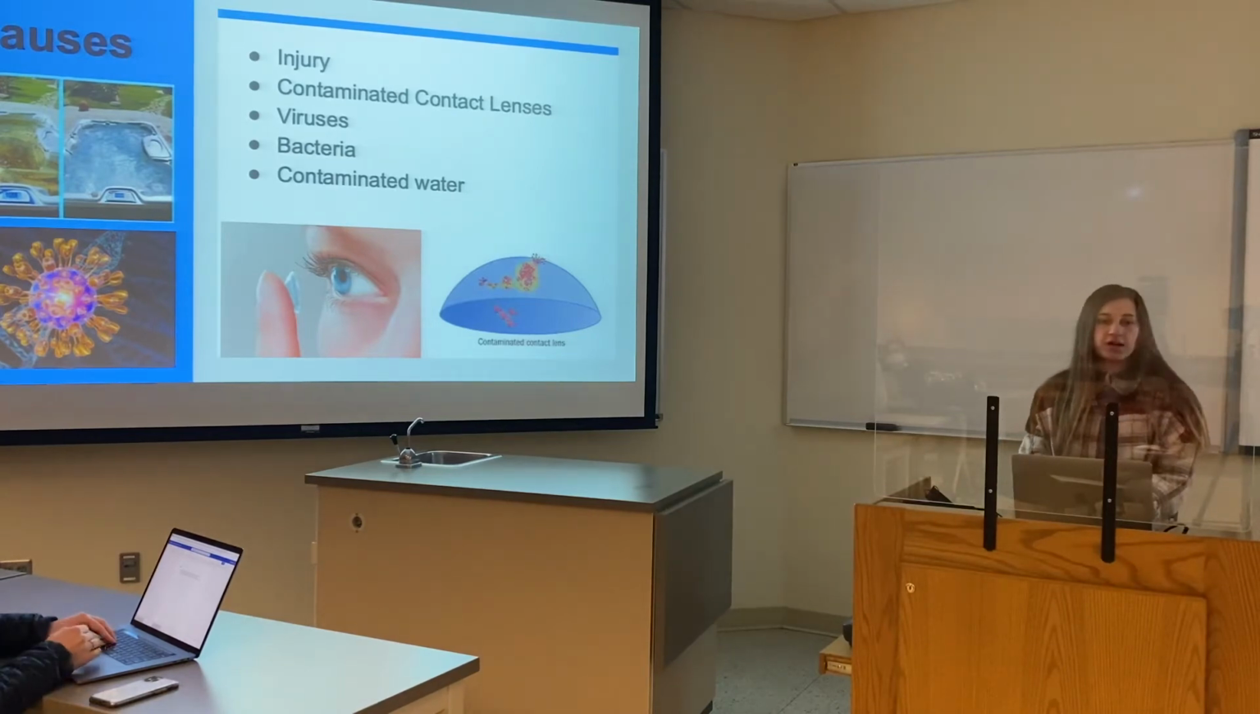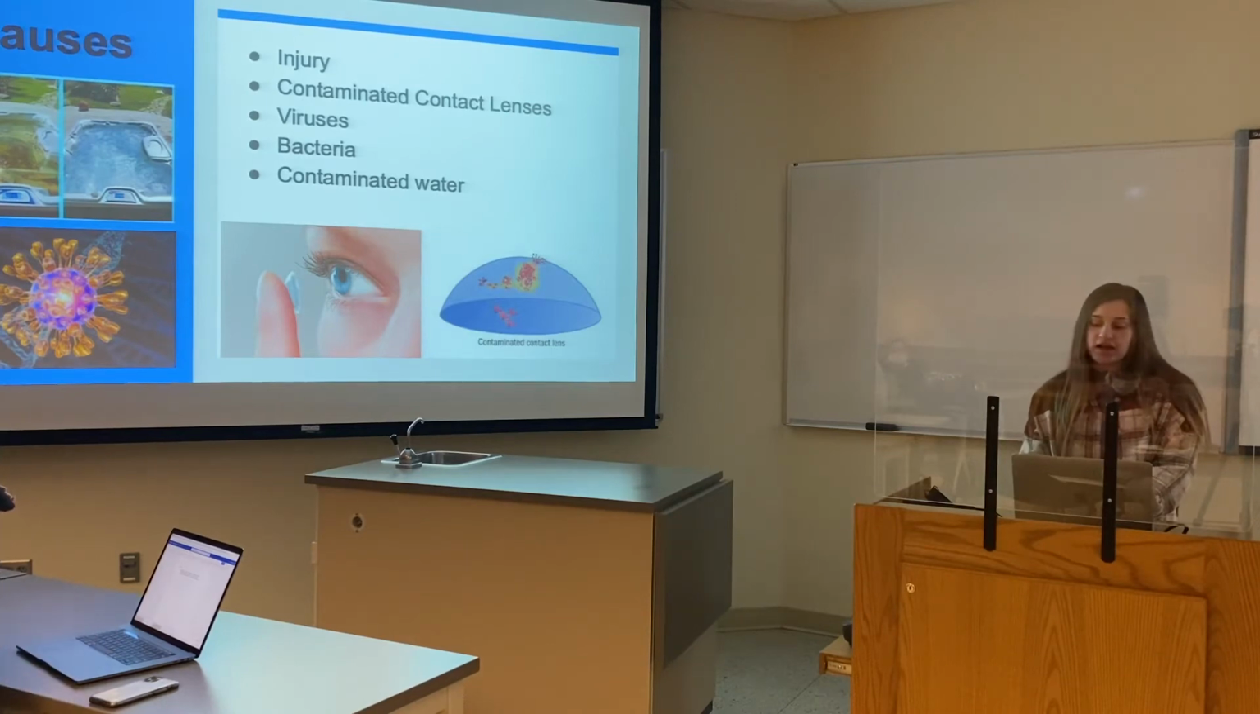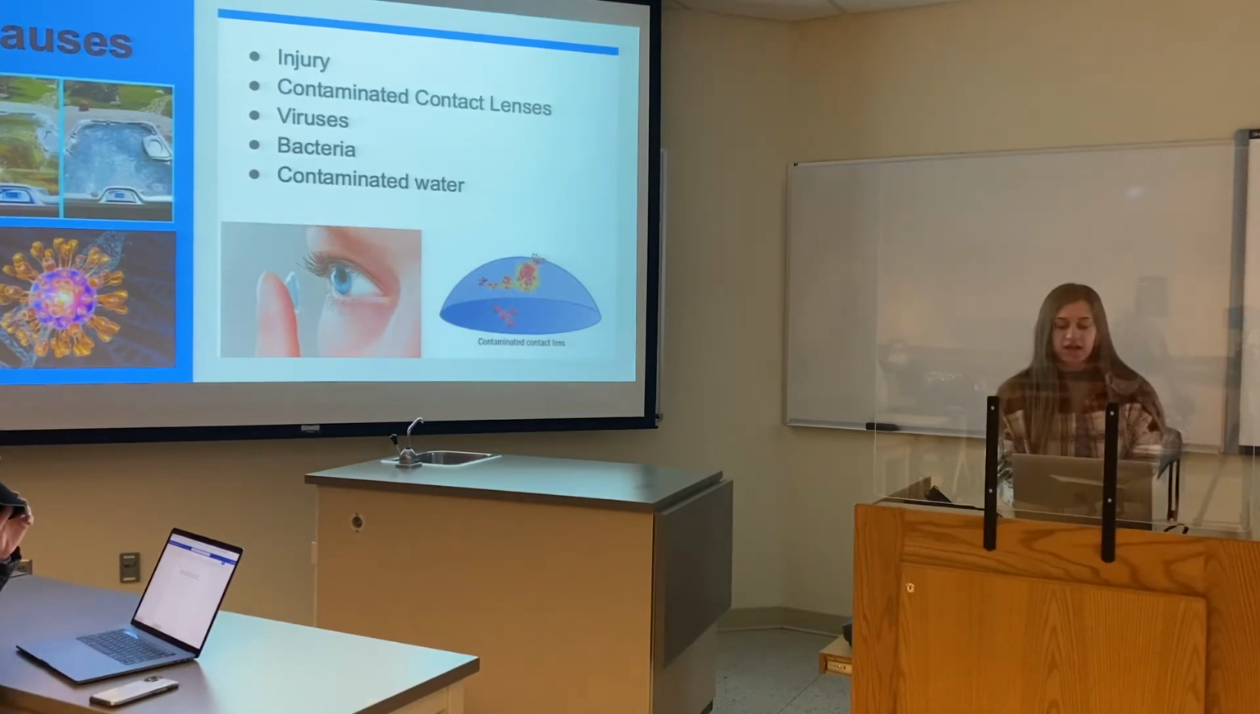Contaminated water is also a cause, so if you've been swimming in a hot tub, ocean, river, or a pool recently, then bacteria could have entered your eyes. And so if you were exposed to this bacteria, this could be causing your cornea to become infected.